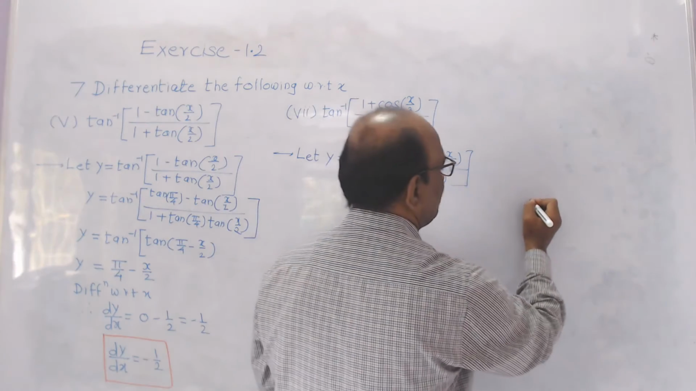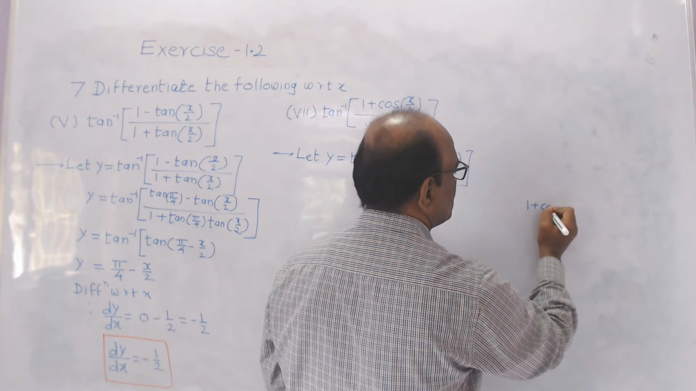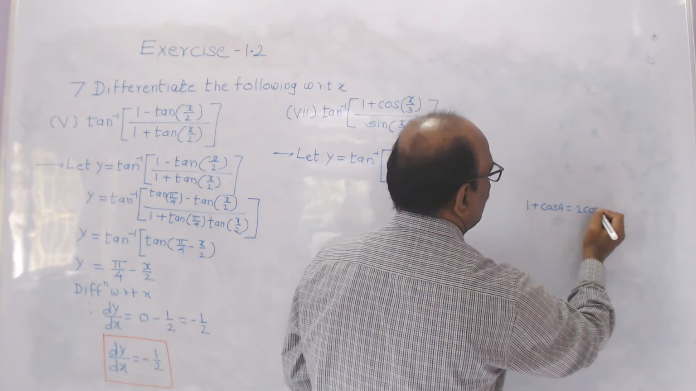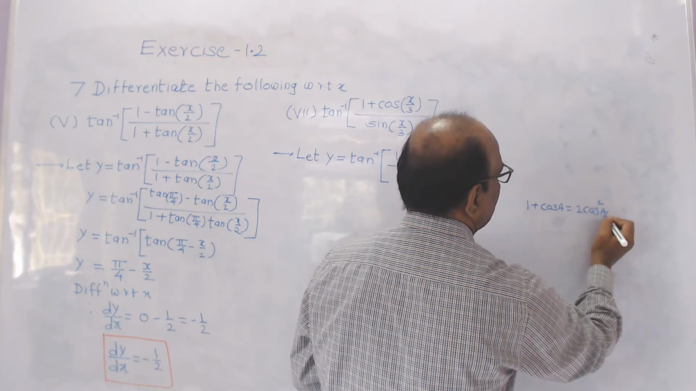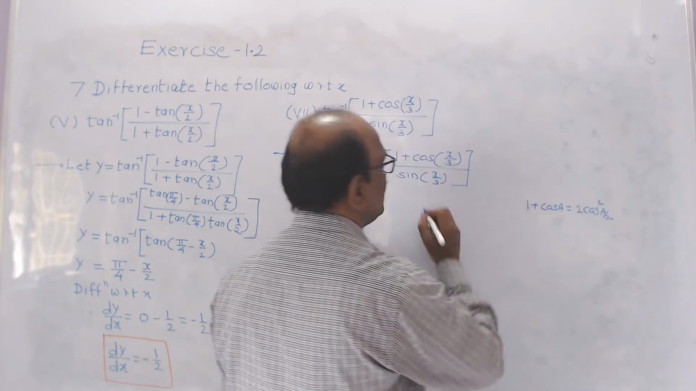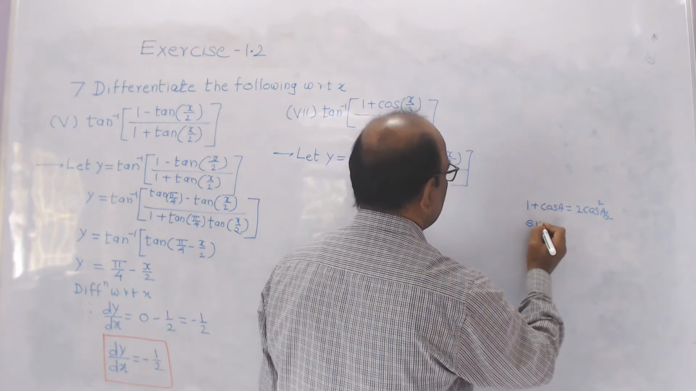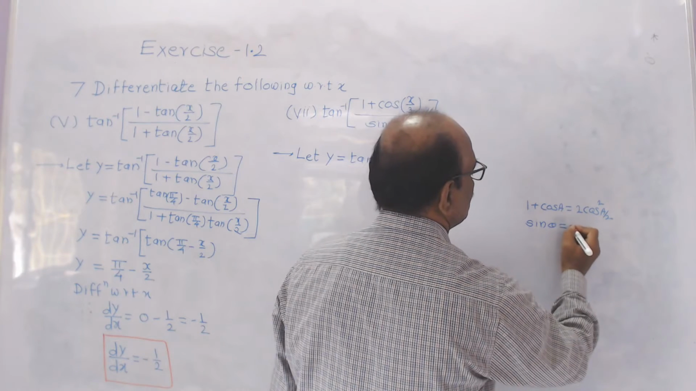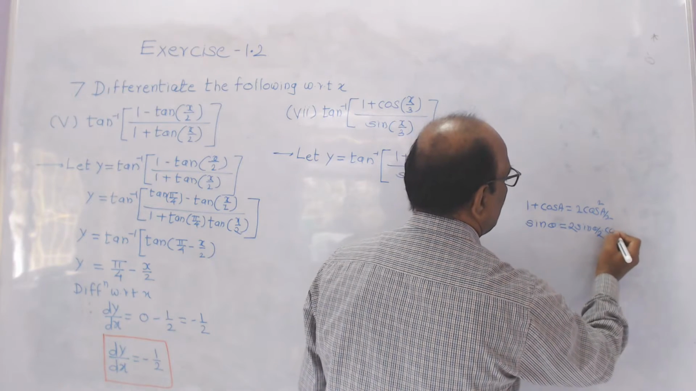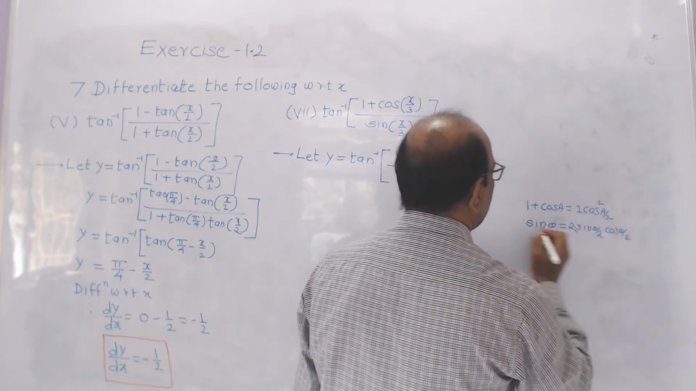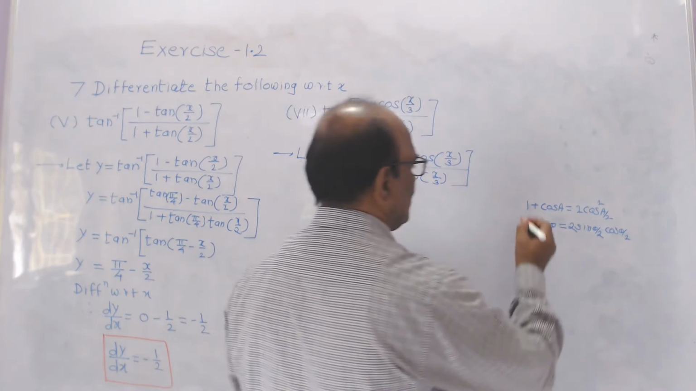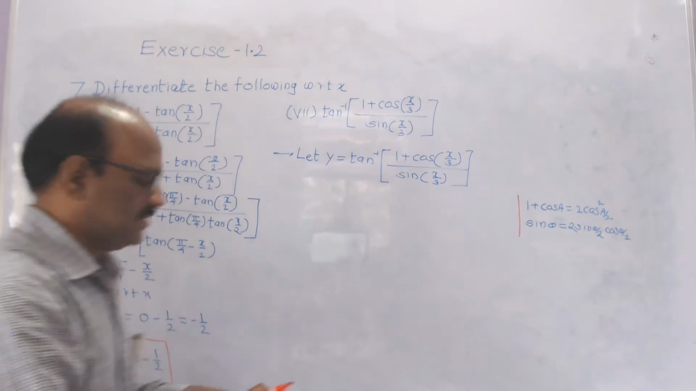What is that? The first result is 1 plus cos of a is equals to 2 cos square a by 2. What about the second? Sine of theta is equals to 2 sine theta by 2 into cos of theta by 2. Now using this result, we will solve this problem.